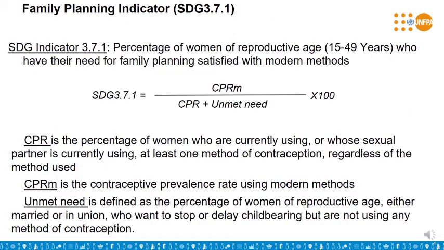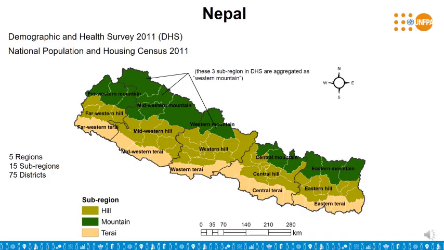The indicators that we estimated using small area estimation are family planning indicators. SDG indicator 3.7.1 is the proportion of women of reproductive age who have their need for family planning satisfied with modern methods. To calculate this indicator, three other indicators are needed. They are the contraceptive prevalence rate, the contraceptive prevalence rate using modern methods, and the unmet need for family planning rate. This small area estimation case study is applied in Nepal using Demographic and Health Survey data and national population and housing census data. Both data sets were collected in 2011.